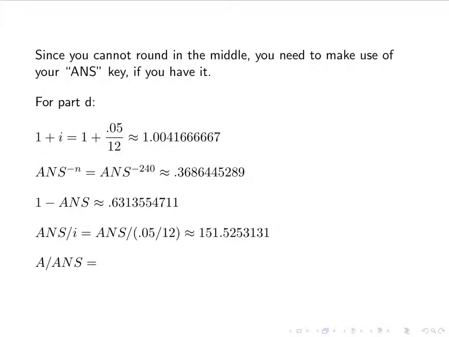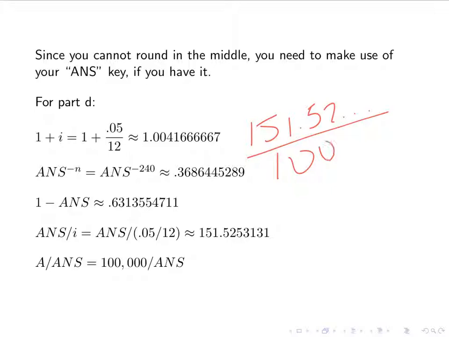The last step is to take your A, which again in our case is 100,000, and divide it by answer. So if you have the answer button, then just hit 100,000 divided by answer button. If you do not have the answer button, you're going to take your 151 point whatever, divide it by 100,000, and then hit the reciprocal button. The reciprocal button looks like either 1 over x or x to the negative 1. So this will flip it. But remember, only do this if you do not have the answer button. If you do, then just hit 100,000 divided by answer.